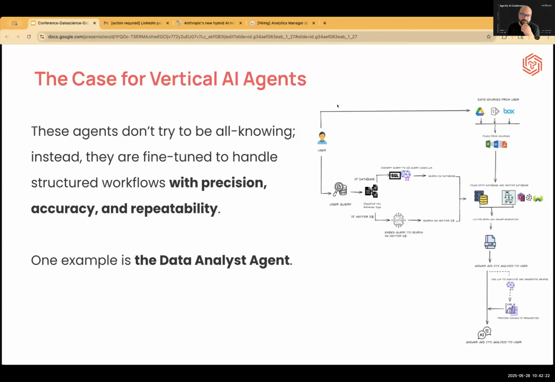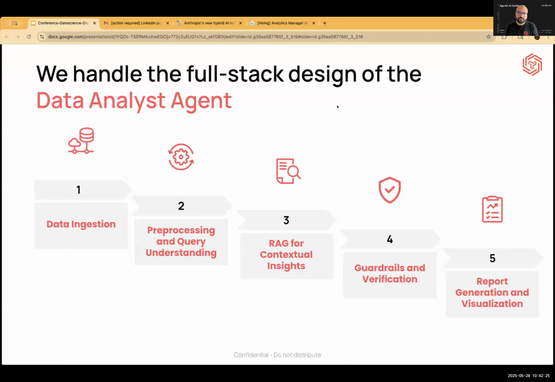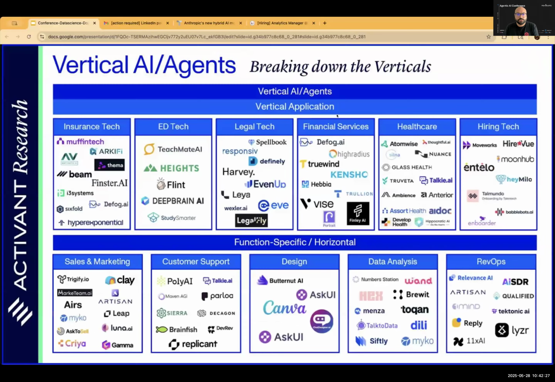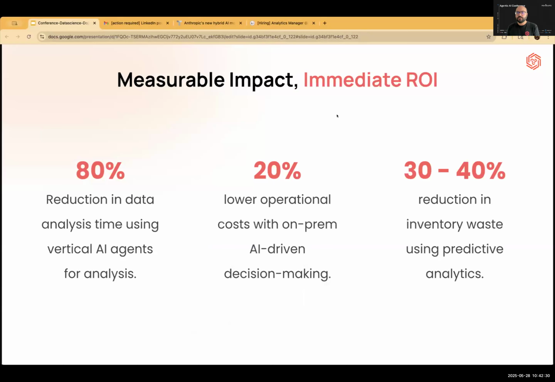This is a data analyst that we built. A lot of people are not very interested in data science agents, but all I want to show you is the ROI that we are seeing with building vertical agents. There's an 80% reduction in data analysis time, because the heavy lifting is being done for us, and it saves us from spending a lot of time doing things ourselves. 20% lower operation costs for on-prem. We work with enterprises, and we help them understand what needs to be done. So 20% lower operation cost and 30 to 40% reduction in inventory waste.